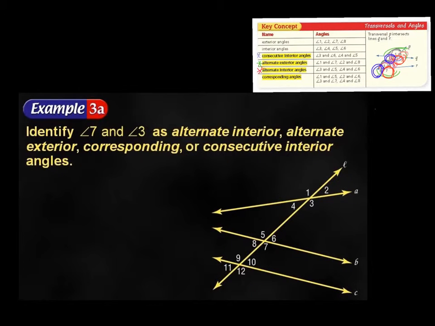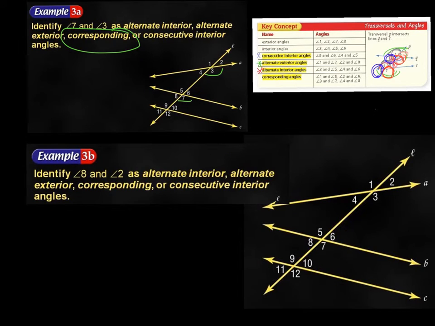Identify angle 7 and angle 3 as alternate interior, alternate exterior, corresponding or consecutive interior angles. Okay, angle 7 and angle 3 are both in the lower right-hand corner of their 4 angles that meet at one vertex, so they are corresponding angles. Angles 8 and 2 are on opposite sides of the transversal, so that's alternate, and they're outside, so they are alternate exterior angles.